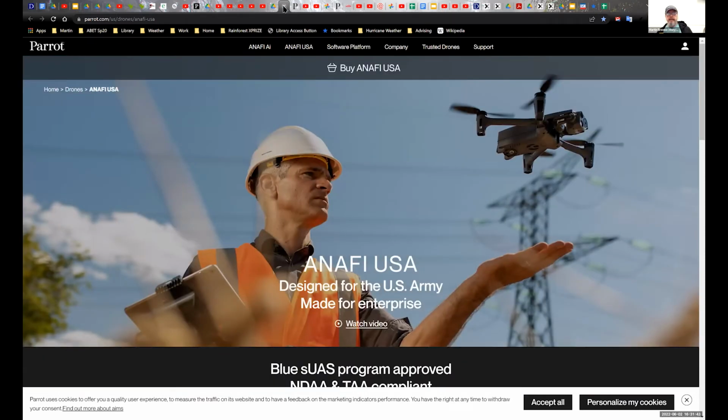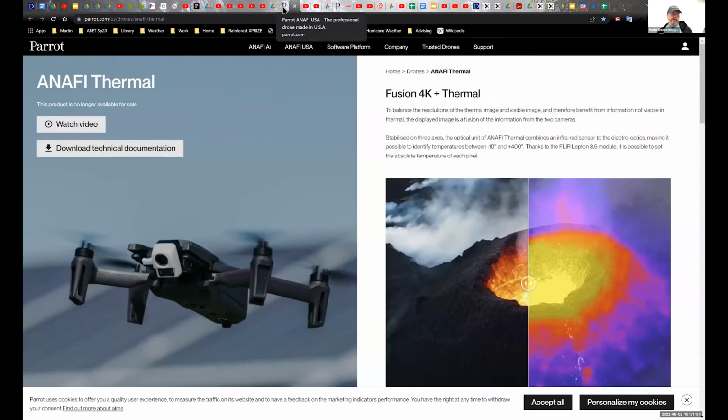The Anafi family also includes the thermal drone and the USA drone, which has a more advanced thermal camera. It's about a $7,000 drone used by military and utilities and police. We have two of these. We have four of the thermal drone, mostly due to cost, and 17 of the Anafi USA and regular Anafis.